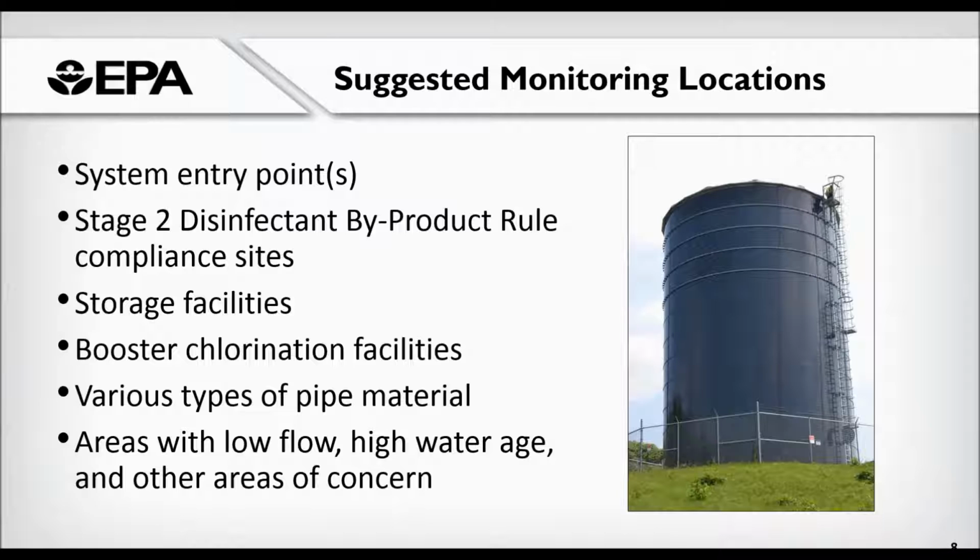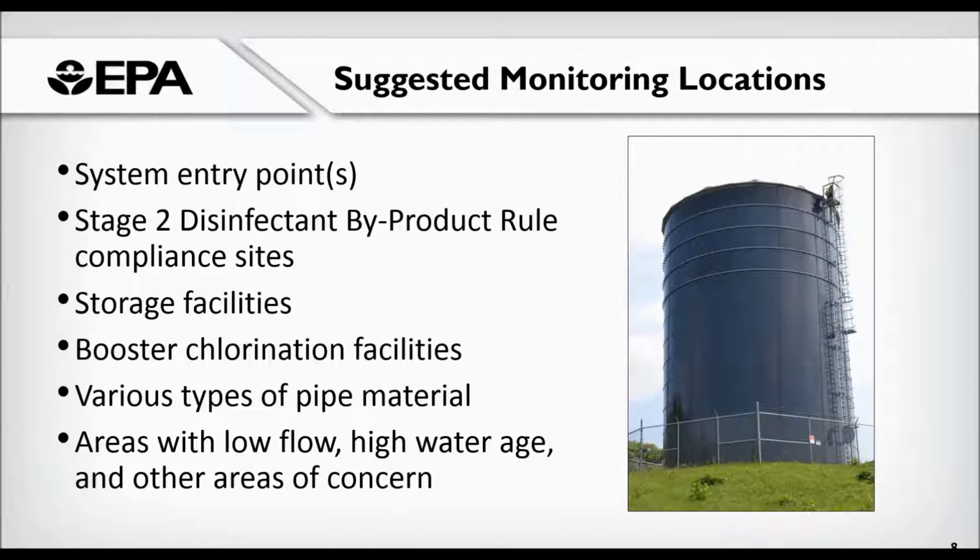And also, if a system has a variety of pipe material, we strongly suggest that they select sample locations that characterize all different types of pipe material throughout their system. In particular, unlined cast iron or cement line pipe at times are known to cause water quality issues, so it's also important to evaluate those.